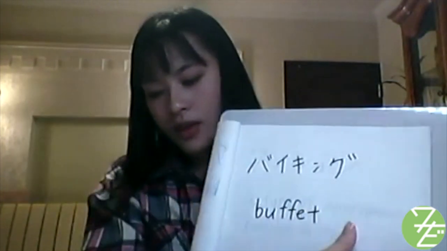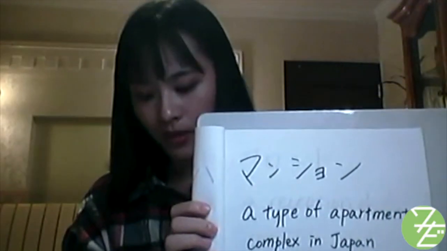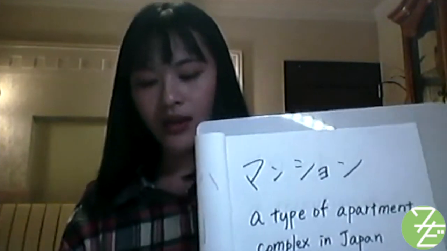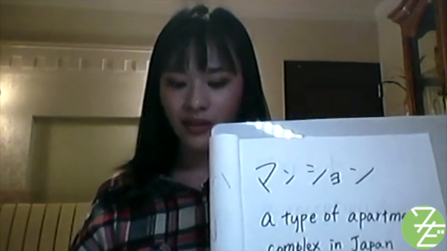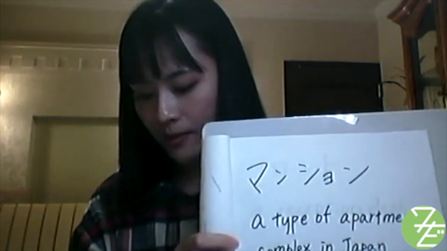The fifth one is mansion. When Japanese people say that they live in a mansion, they don't mean that they live in a large, impressive house. Mansion is nothing more than a type of apartment complex in Japan. In addition, there is a bit of confusion around the vocabulary apato and mansion. So apato is from the English term apartment. The difference between apato and mansion is their construction.